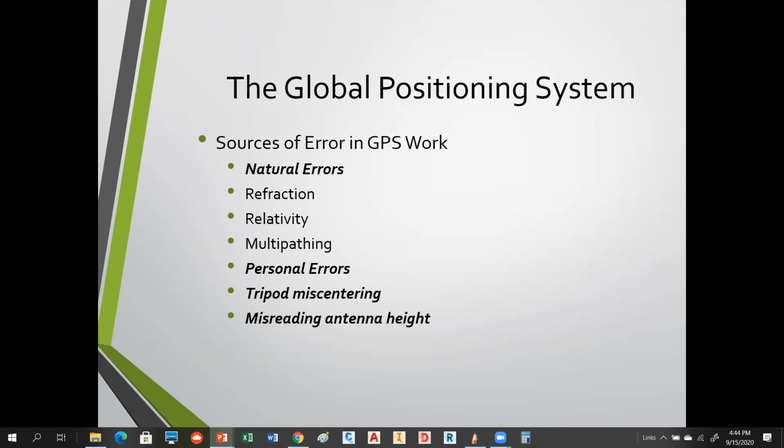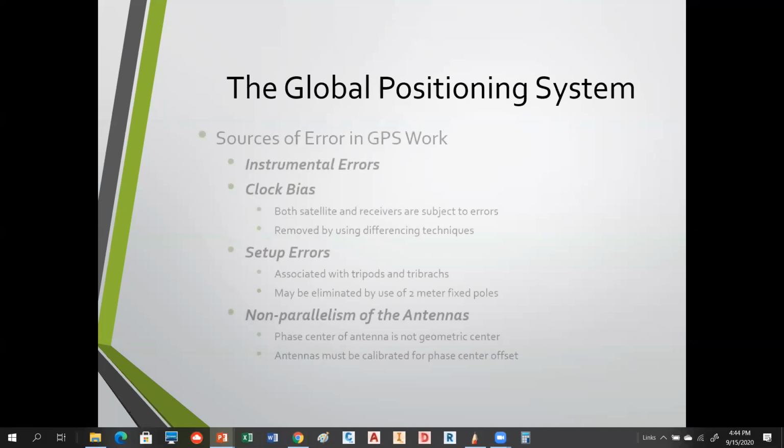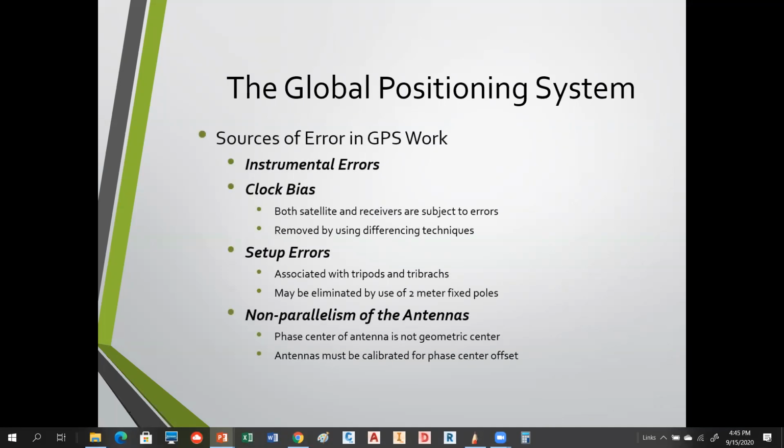So there are some natural errors of refraction, relativity, multipath. We talked about those. But there are some interesting things under the sources of error, instrumental errors. You got the clock bias error, setup errors. Again, a lot of this stuff is not as important anymore, but we've already talked about your clock bias. But both the satellite and the receivers are subject to errors, but the satellite is going to be a lot more precise, so your receivers have more of the bias issue. But by doing those differencing techniques, we get rid of those.